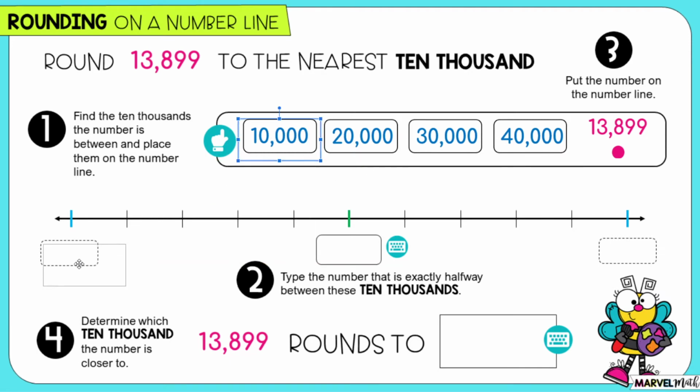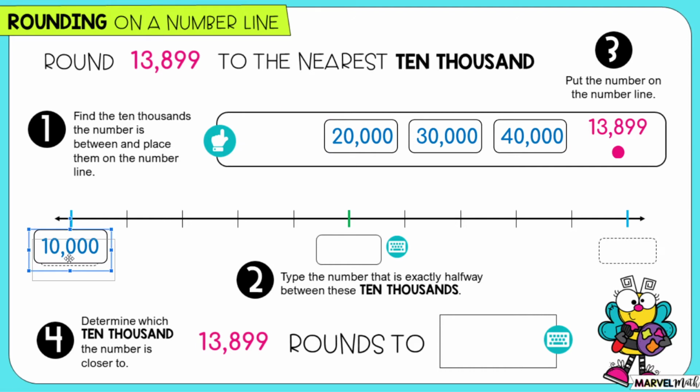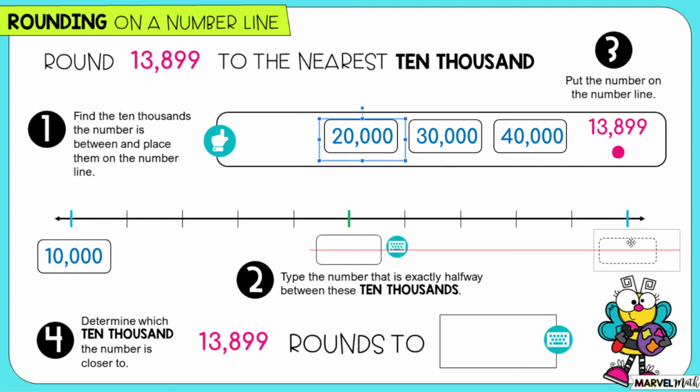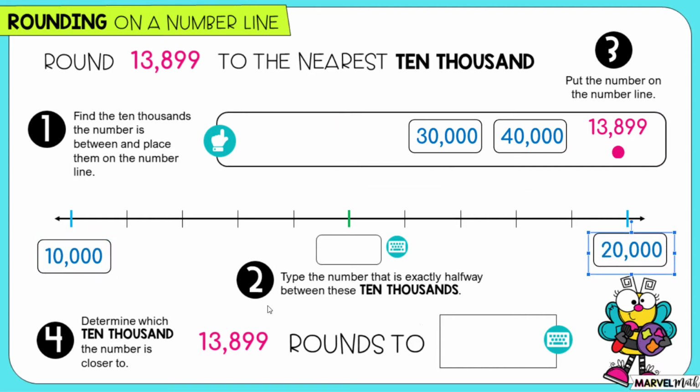It's going to be between 10,000 and 20,000. Step 2 is to type the number that is exactly halfway between those 10,000s. Well, halfway between 10,000 and 20,000 is 15,000.